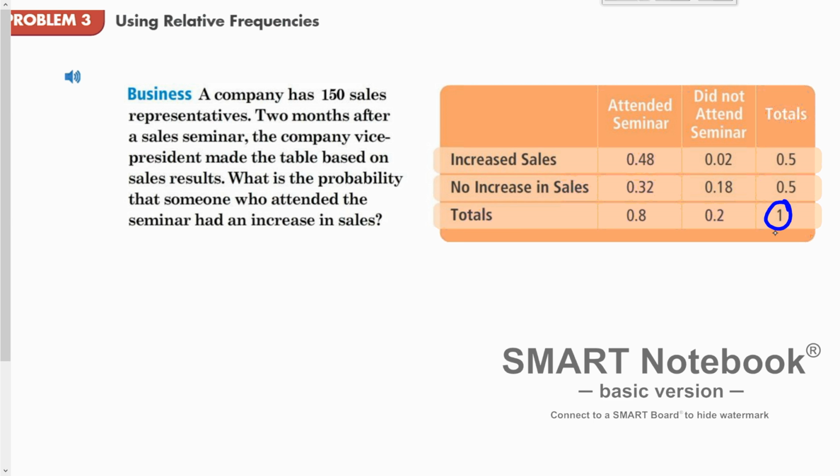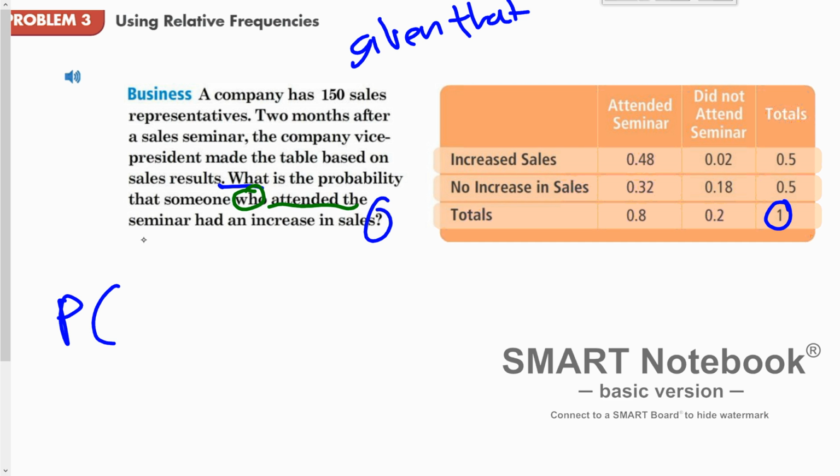Okay, so 150 salesmen, 2 months after a sales seminar, the vice president makes a table of the results. What is the probability that someone who attended the seminar had an increase in sales? So the question here is, there is no word "given" that, but is there any other identifying word? And that key part is "who." Who attended the sales seminar? So that's our condition. The condition is attended this seminar.